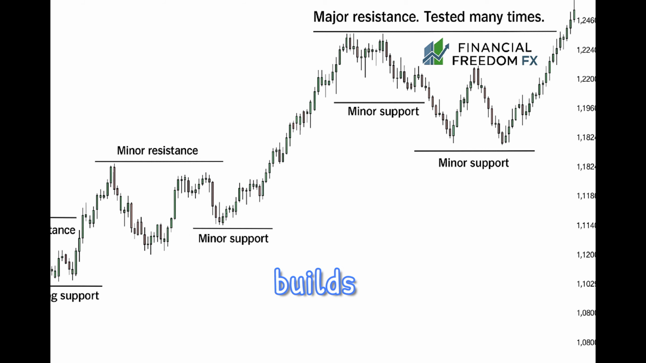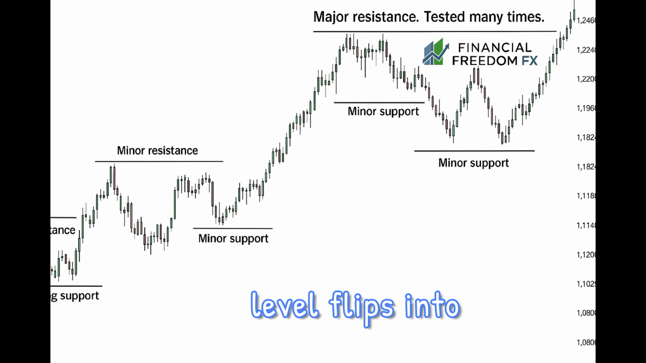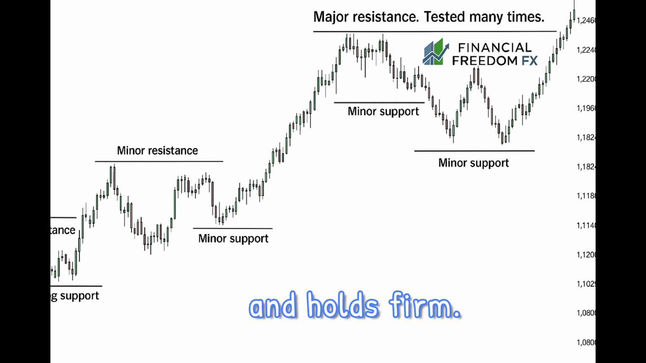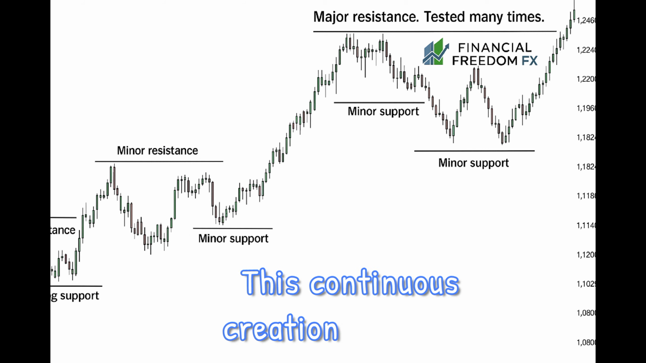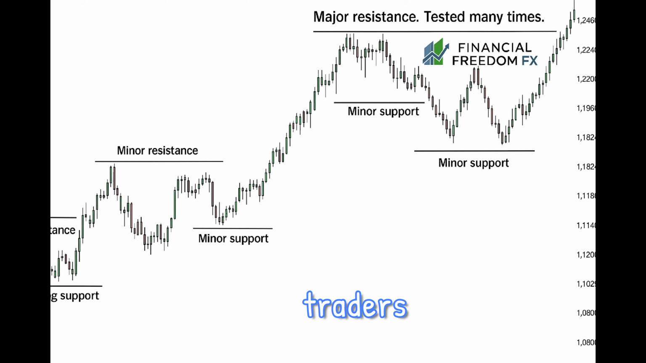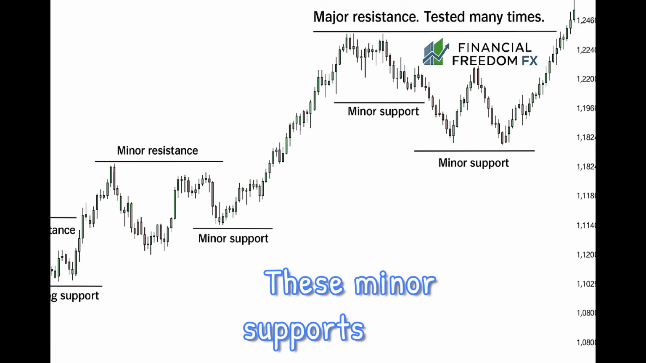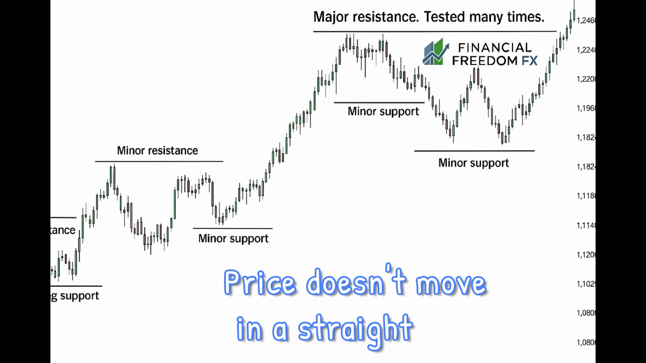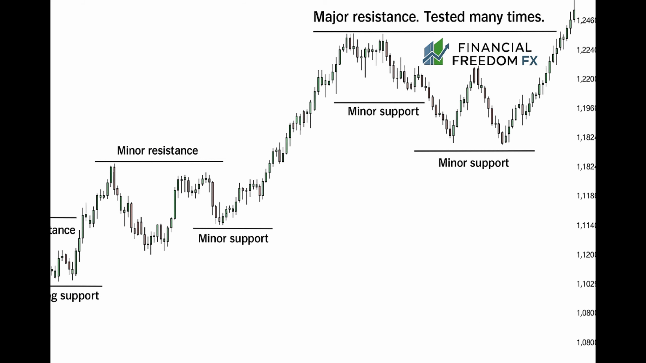Each breakout builds more confidence for trend traders. And once again, the broken resistance level flips into support. The market pulls back, tests the level, and holds firm. This continuous creation of higher support levels forms a very healthy trend structure, something all experienced traders look for. These minor supports act as breathing points for the market. Price doesn't move in a straight line, it moves in waves, and these waves give you low-risk entry points aligned with the trend direction.